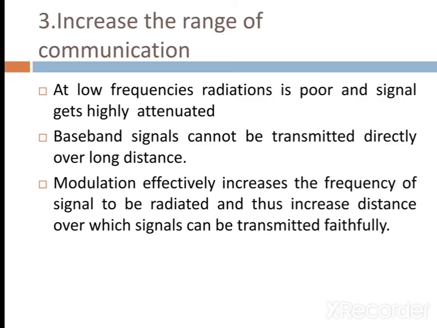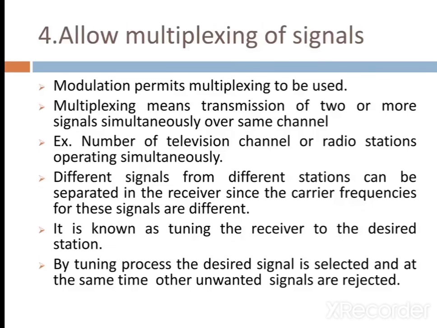Next, increase the range of communication. Okay. At low frequency, radiation is poor and the signal gets highly attenuated. That means our baseband signal is a low frequency signal. Then the baseband signal cannot be transmitted directly over a long distance because it is a low frequency signal. Then modulation effectively increases the frequency of the signal to be radiated and thus increases the distance over which the signal can be transmitted faithfully. Fourth, allow multiplexing of signals.